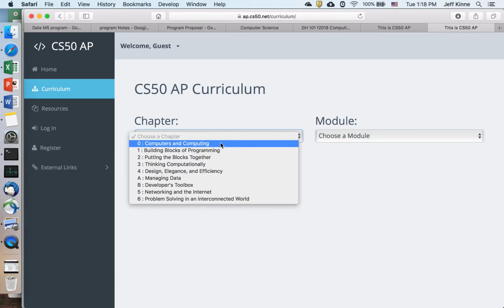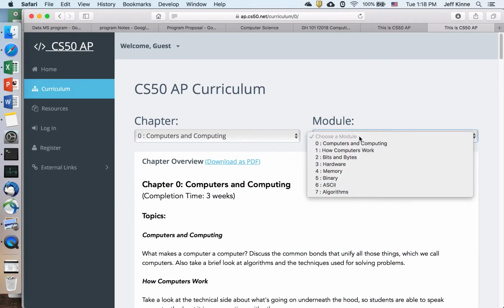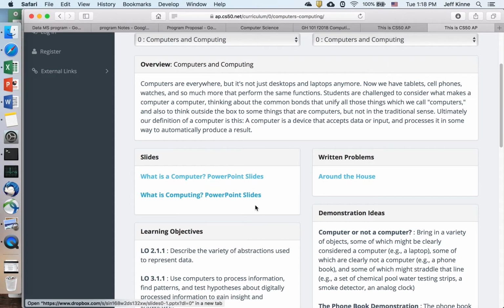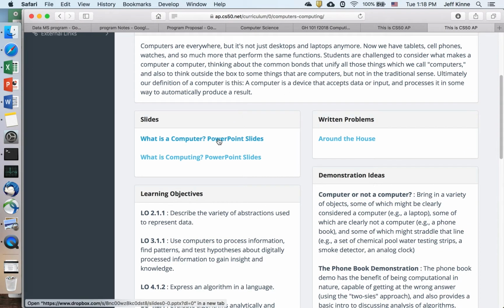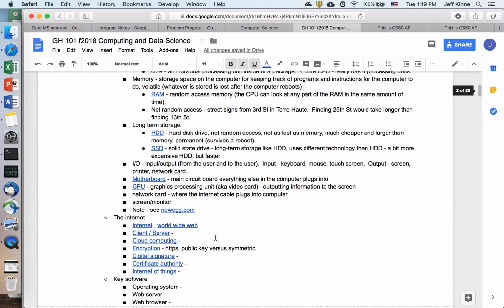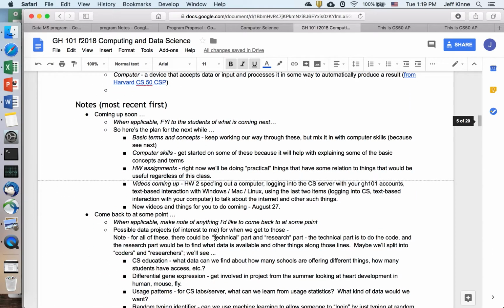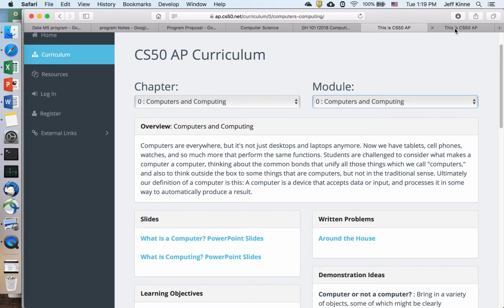we're going to be looking right now at the computers and computing chapter. And inside of each of the chapters, there are modules. They will often have videos and slides. Okay, so I'm just going to go through here and keep track of supplementing our notes potentially, and also terms for the next quiz.